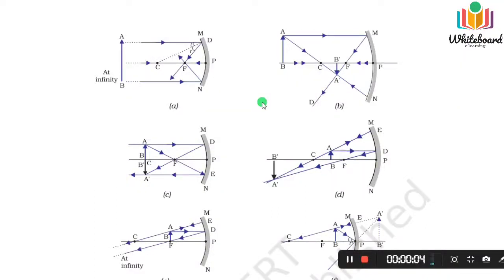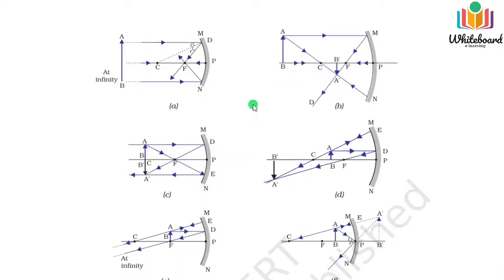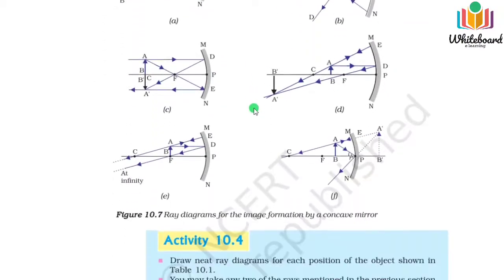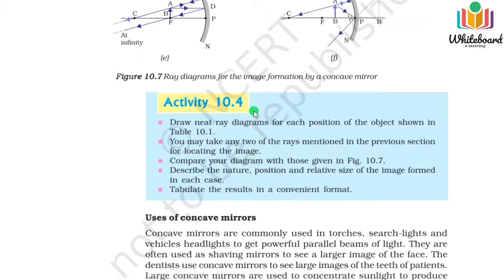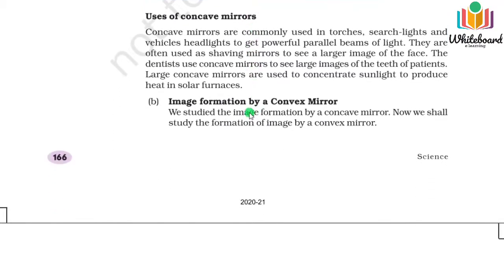Dear student, in my previous tutorial video, I have shown you how the images are formed in the spherical mirror, and mainly we have indicated the concave mirror 6 cases. This one you can see, and I have not completed the convex mirror. So today I'm going to complete that one.